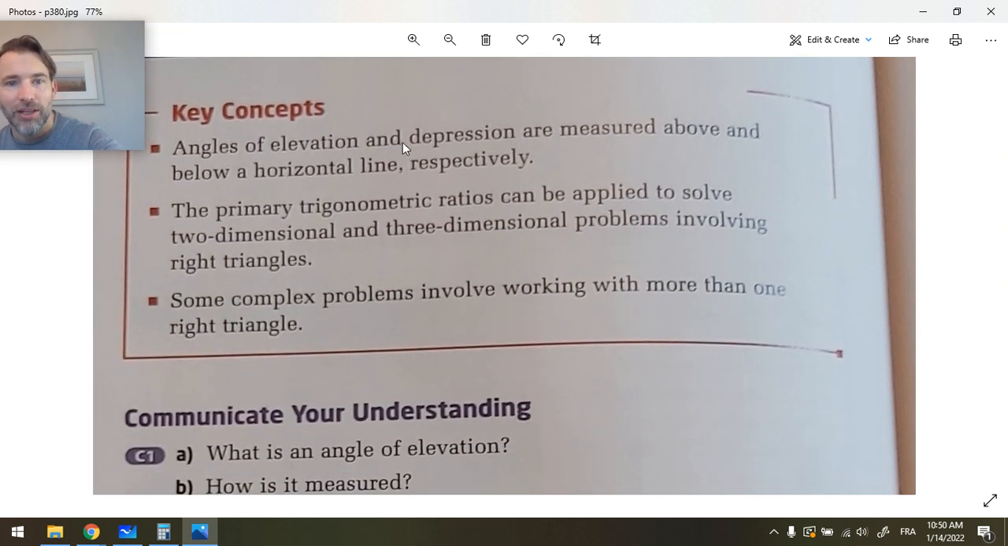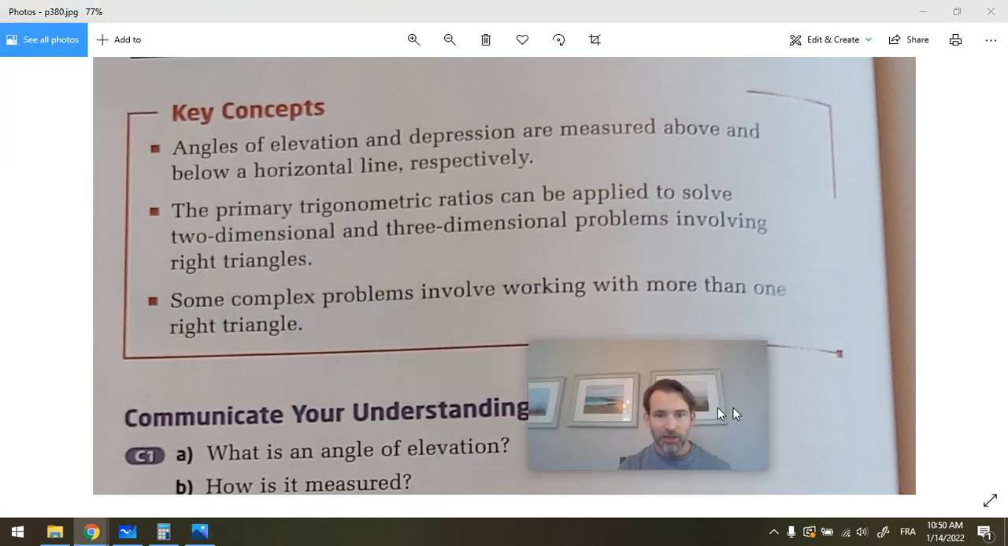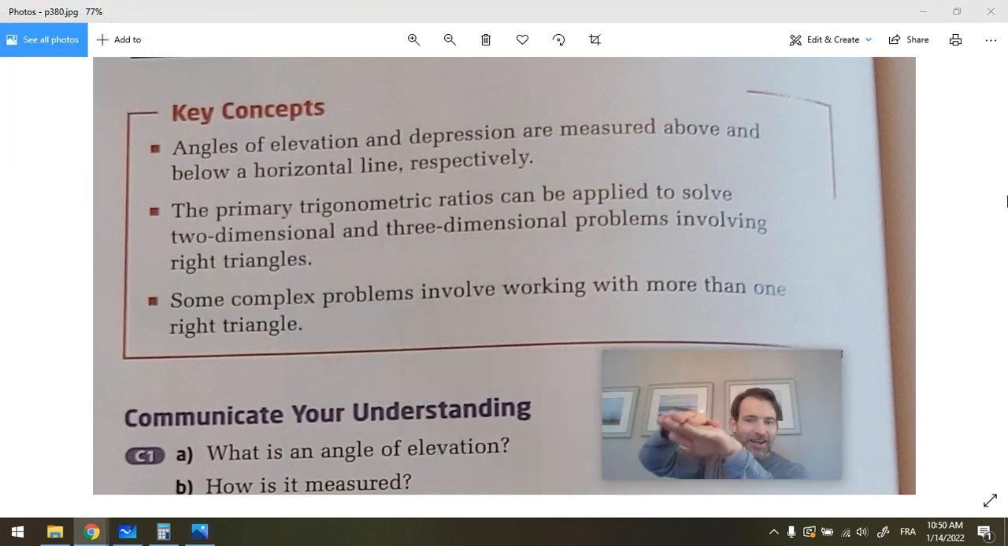So angles of elevation and depression. These are measured. Above the horizontal is an angle of elevation, and below the horizontal is an angle of depression. So it's just definitions. The primary trigonometric ratios can be applied to solve two-dimensional and three-dimensional problems involving multiple triangles. It takes careful diagramming and careful naming of your sides so that you can avoid being confused by your triangles, and you just work through and you solve each one.